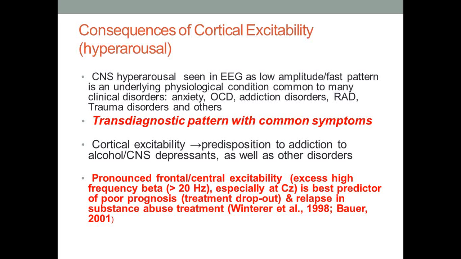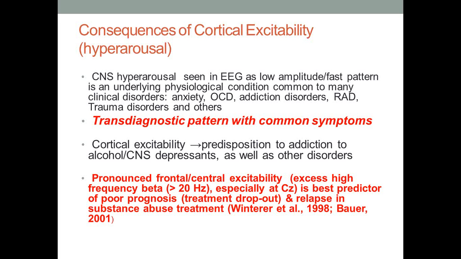There are consequences of the cortical excitability, the hyperarousal. The EEG is usually seen as a low amplitude fast pattern and is an underlying physiological condition common to many clinical disorders: anxiety, obsessive compulsive, addictions, reactive attachment issues, trauma disorders, and others. You can see this pattern quite often in PTSD clients or patients as well. It's a transdiagnostic pattern with common symptoms.